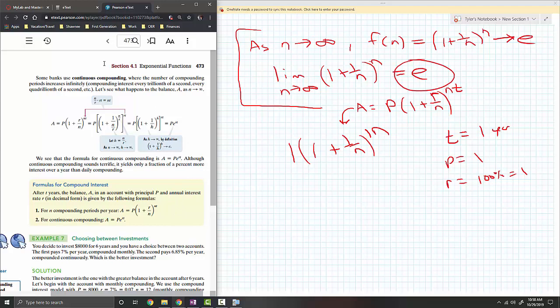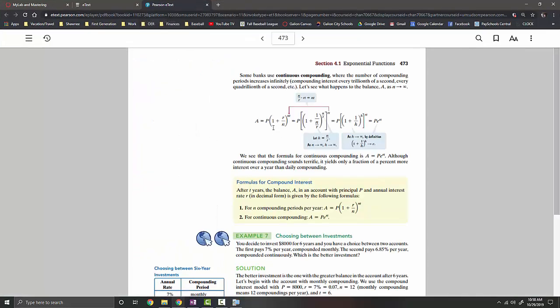So the idea is that with continuous compounding, we're continuous all the time. So in other words, n is going towards infinity. The number of times we compound just keeps getting larger and larger and larger. That's the idea behind continuous. So you can see here, as this is written out, let me zoom in a little more.